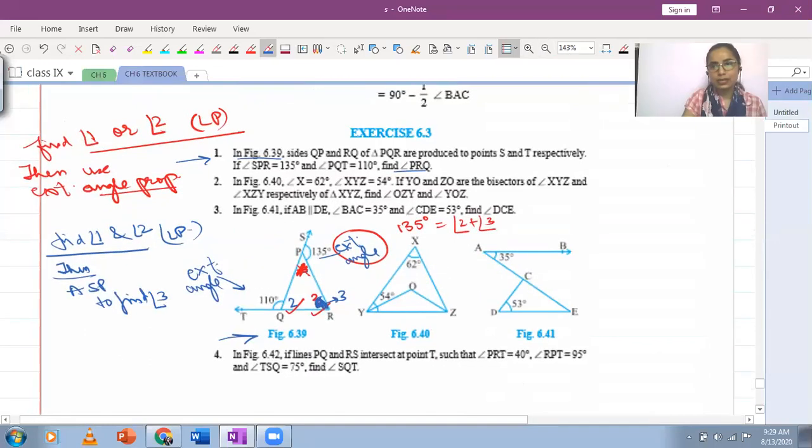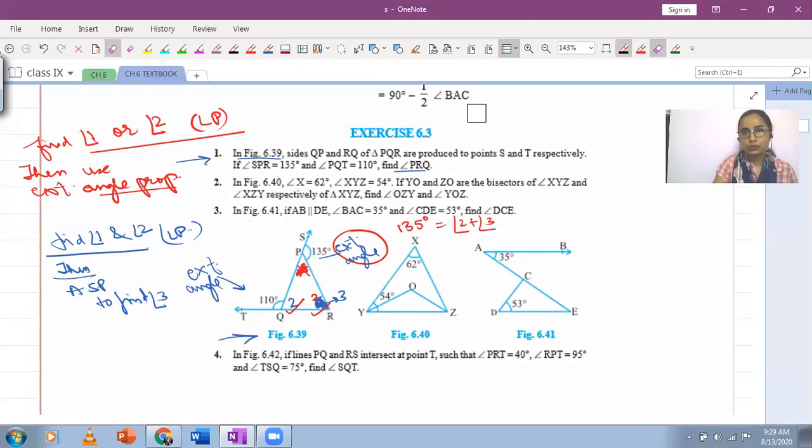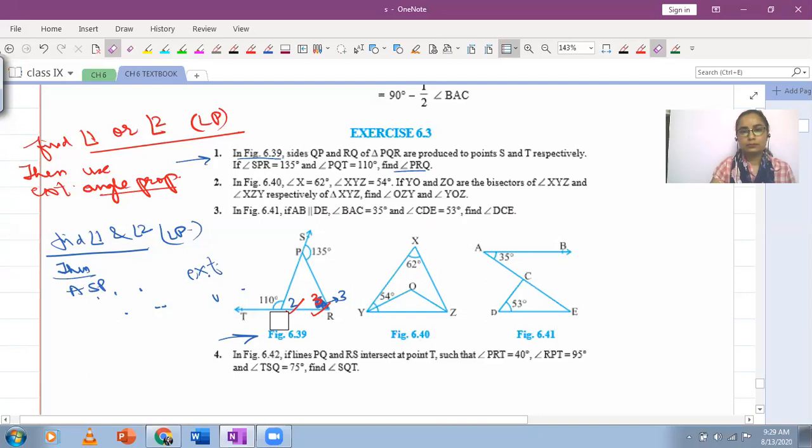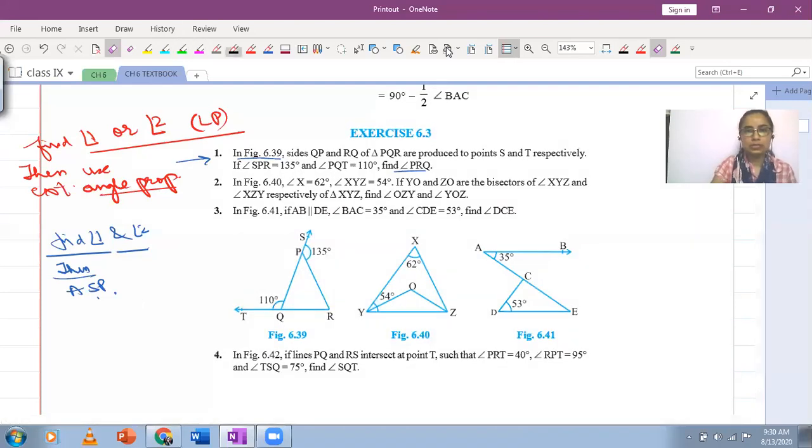So the next question that we have is question number 2. It's an important question actually. इसी पे based theoretical question भी आ जाता है sometimes. So we have been given figure 6.40. This one, angle X is 62 degrees. They have marked it. Angle XYZ is 54 degrees. So this complete angle is 54 degrees.